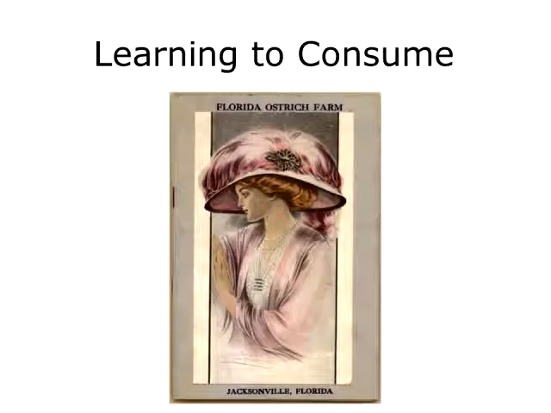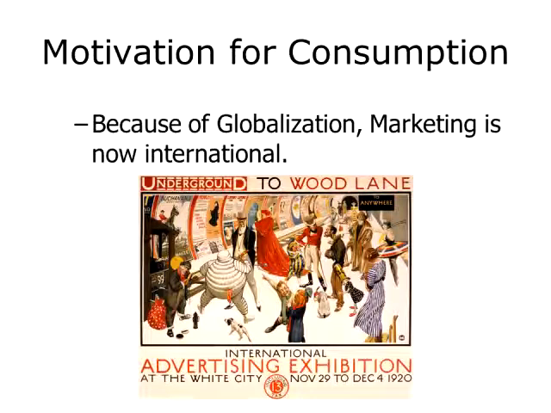This 1909 ad for a Florida ostrich farm ran in newspapers in the Northeast and in the upper Midwest, trying to make the ostrich plume hat a fashion necessity. So, mass media made it possible for a business in Jacksonville, Florida, to influence consumers thousands of miles away. Because of globalization, marketing became international in scope, but globalization is not a new trend. This poster for a 1920 International Advertising Exhibition shows that marketers quickly realized consumption crosses all borders.